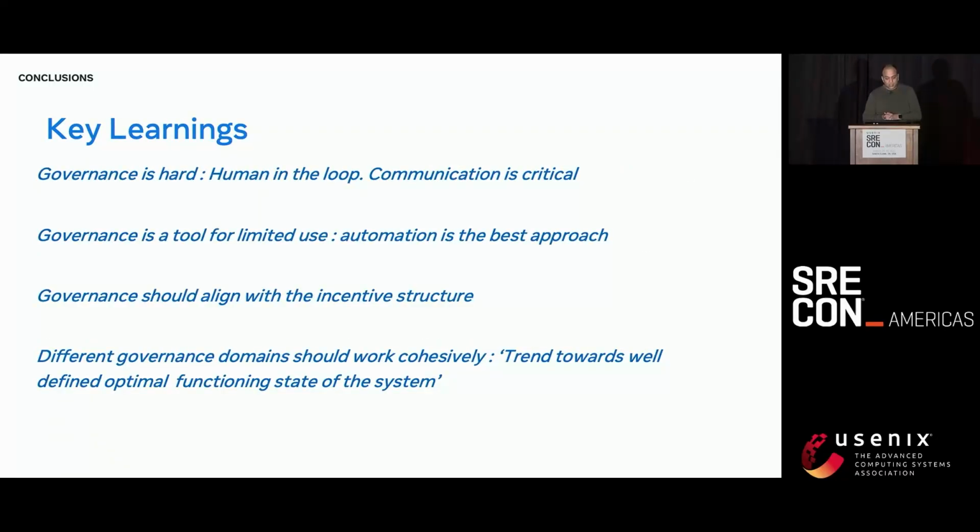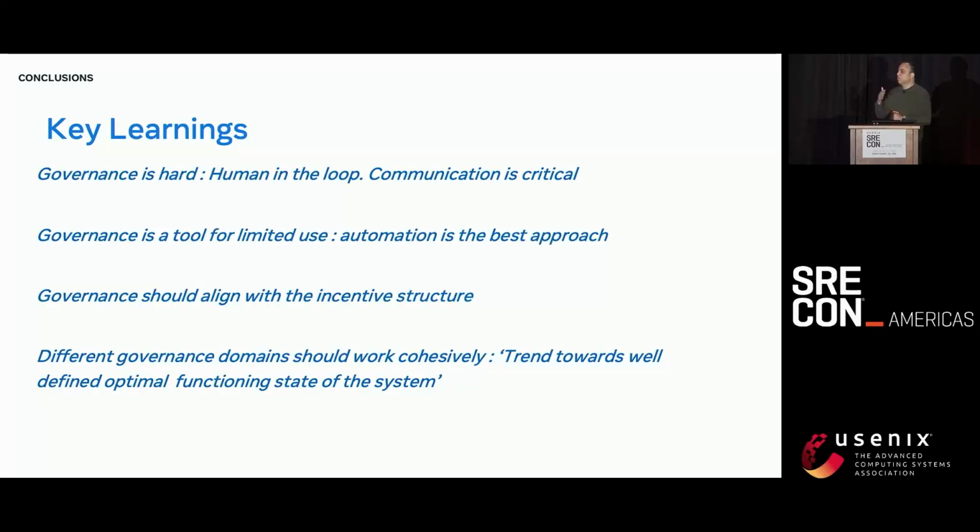What are the key learnings? Governance is hard. I talked about communication. There is a human in the loop, and communication is critical. It's a slow process. The framework we built is not for velocity. It is for moving in a very structured way forward and causing the least damage and yet achieving the goals. So velocity is not the prime candidate.